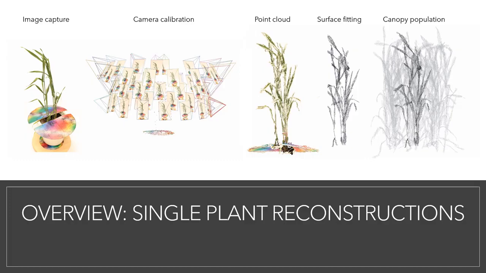So you start with your set of images, and this is just one example of a wheat plant showing the calibration target clearly. You have your camera calibration and your point cloud generation using visual SFM and PMVS. Then there's the surface fitting, followed by canopy population.